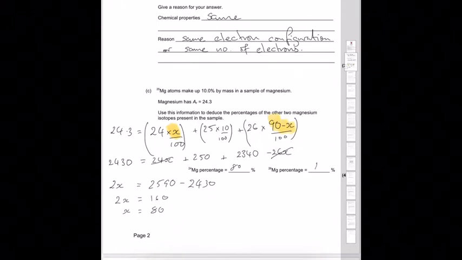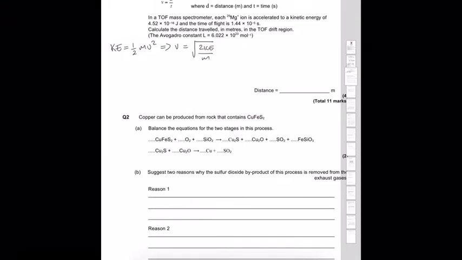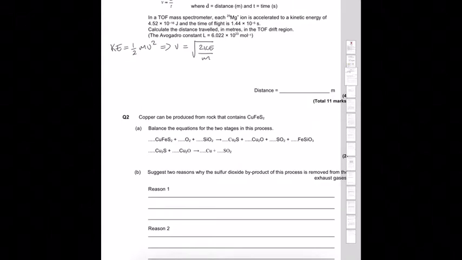Not hugely difficult, but once you've seen it a couple of times, you can sort of work out what you need to do. Right, so the question here is the time of flight. So we're looking at half mv squared is the kinetic energy. We want the velocity. The velocity equals, we need to rearrange the equation, the square root of 2 times the kinetic energy over the mass, but the mass has to be in kilograms. So it's the changing of the units.